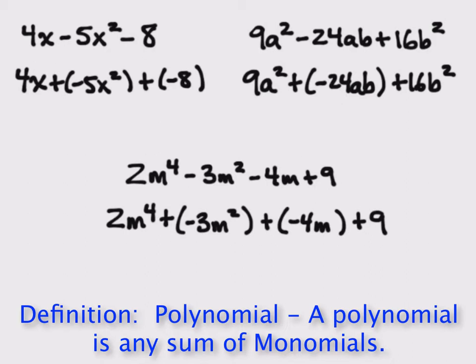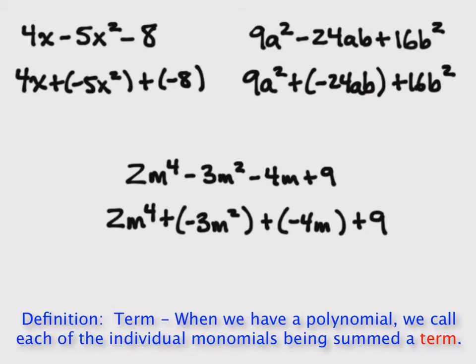All right, a few more definitions for us. A term. When we have a polynomial, we call each of the individual monomials being summed a term. For example, in our first polynomial, the terms are 4x, negative 5x squared, and negative 8. In our second example, the terms are 9a squared, negative 24ab, and 16b squared. In our third example, they're 2m to the fourth, negative 3m squared, negative 4m, and 9. One way to think of terms is, a term is just a number, and a polynomial is just a sum of many individual numbers. Just another way to think about it.